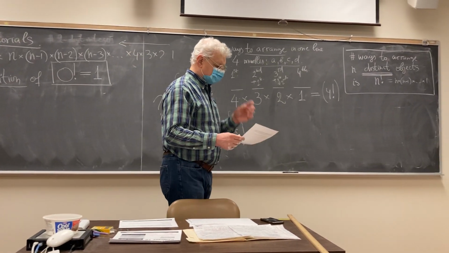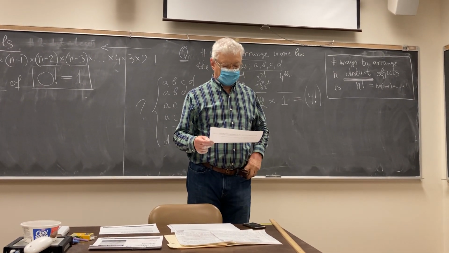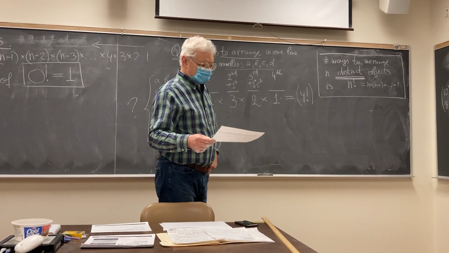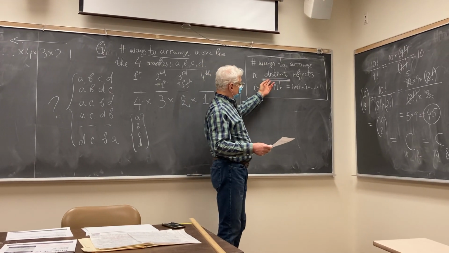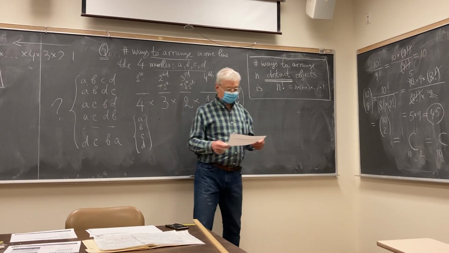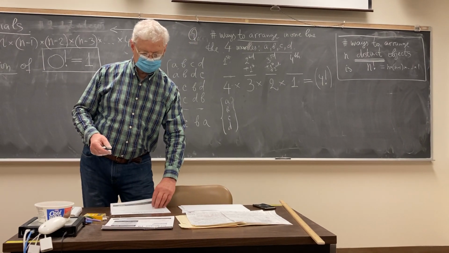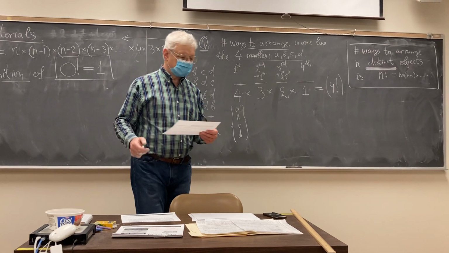So on page 15 is written: the total number of different ways to arrange n distinct objects is n factorial. The word distinct should be underscored here, like I did. The important thing is n factorial. So the next question is, how many ways can you line up 6 different books on a shelf?